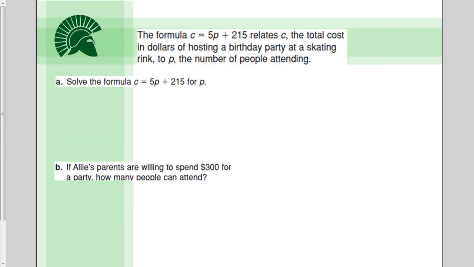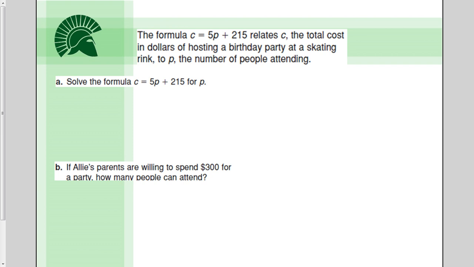So first we're going to start with a problem. The formula C equals 5p plus 215 relates C, the total cost in dollars of hosting a birthday party at a skating rink, to P, which is the number of people attending. Solve the formula C equals 5p plus 215 for P.